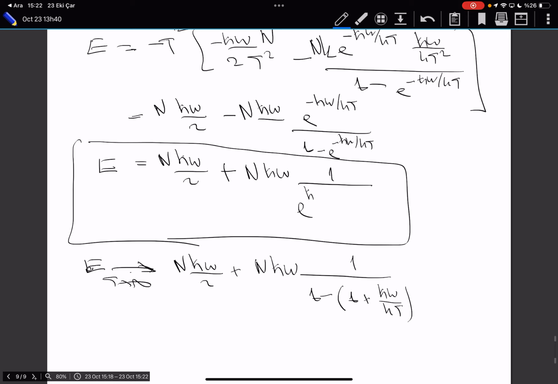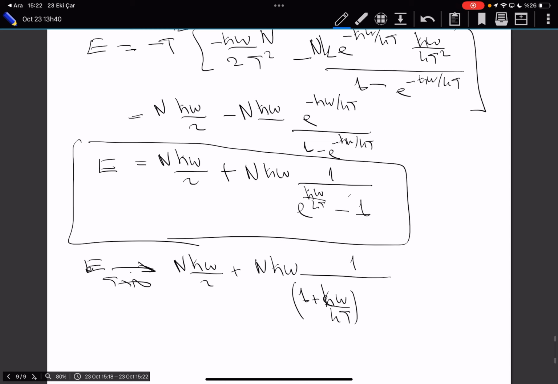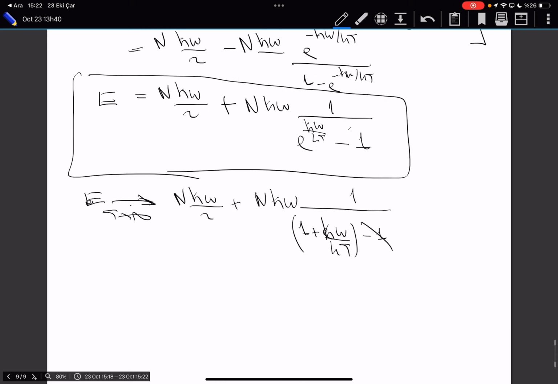This is h bar omega over kT. I can keep the first term: 1 plus h bar omega over kT, minus 1. These ones cancel, h bar omegas cancel, so energy as T goes to infinity becomes n h bar omega over 2 plus n times kT.